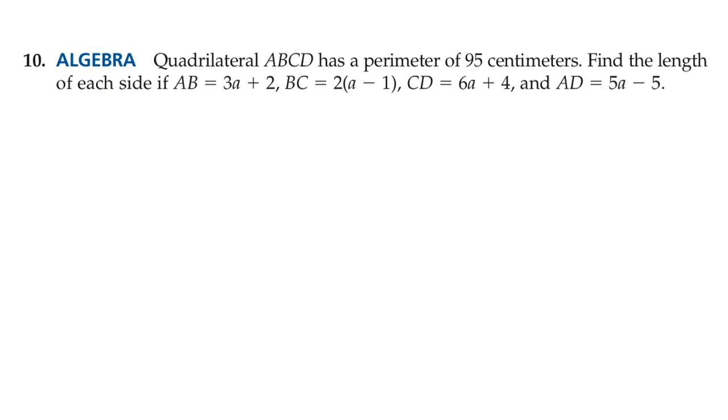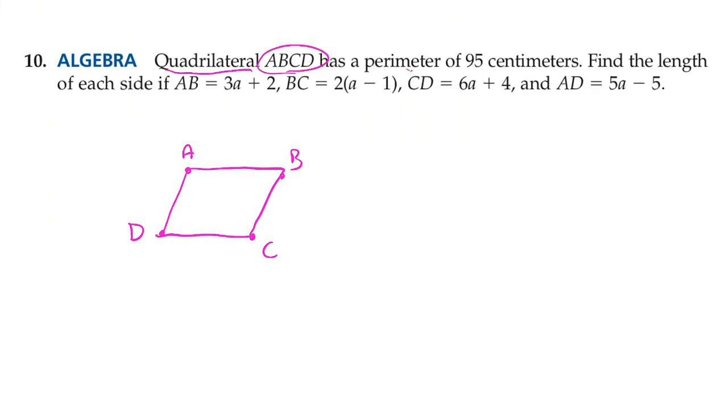Quadrilateral ABCD. So 4 sides. The ABCD are the points, the vertices, and they go in order. So there's an A, there's a B. Let's just double check. Okay, so it doesn't matter. So we're just going to go A, B, C, D. It doesn't matter how you draw this because it didn't tell us anything about the quadrilateral. It says the perimeter is 95.